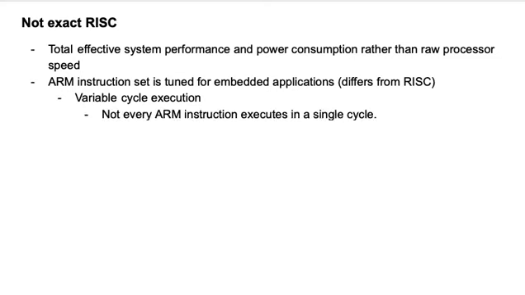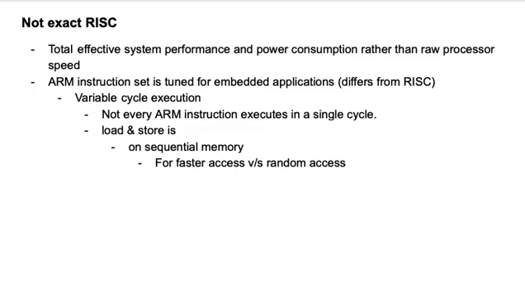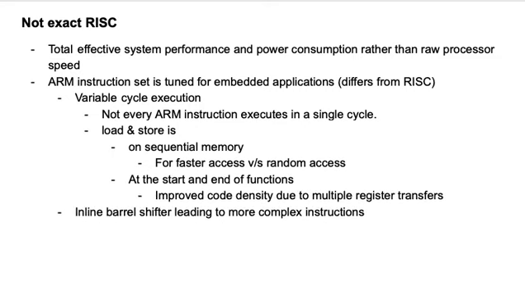The ARM's instruction set is tuned for embedded portable applications. Primarily, it has variable cycle execution. Rather than having instructions being executed in a single cycle, the instructions are designed for variable cycle execution. The load and store is tuned to operate on sequential memory. Rather than random access, if the access on memory is sequential, it leads to a faster time.